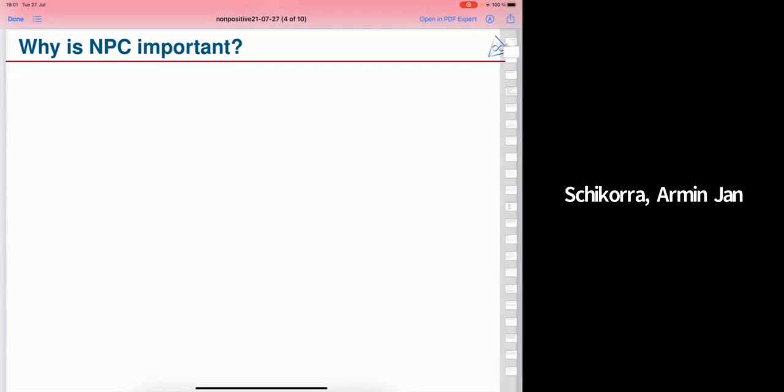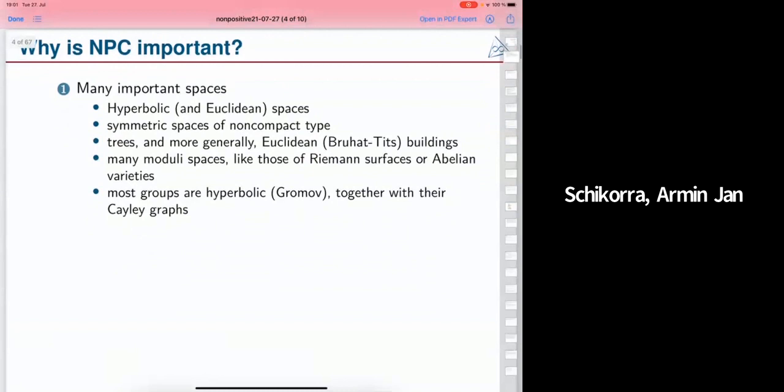So why is that an important topic? Something that starts with "non", could that ever be important? Well, there are many reasons. First of all, many important spaces have non-positive curvature, in a sense still to be defined. You all know hyperbolic spaces, which have negative curvature as Riemannian manifolds, and Euclidean spaces have vanishing curvature, and therefore zero is also non-positive.